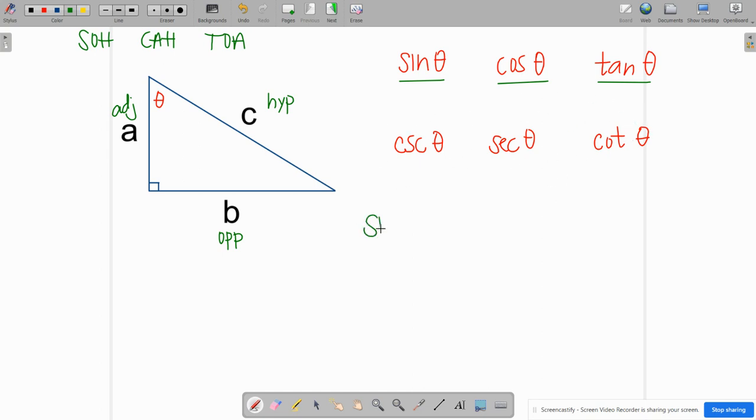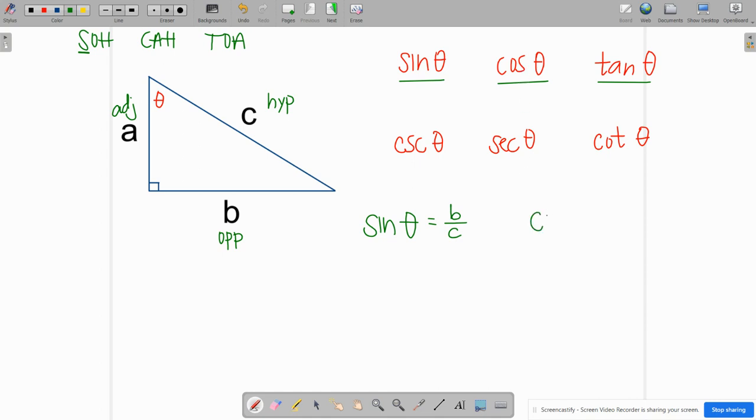So let's talk about the sine of theta. In this case, the sine of theta, so S, so the sine is opposite over hypotenuse. So from theta, the opposite was B and the hypotenuse was C. So this would equal B over C.